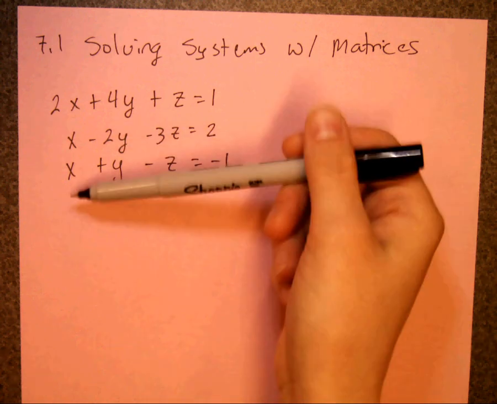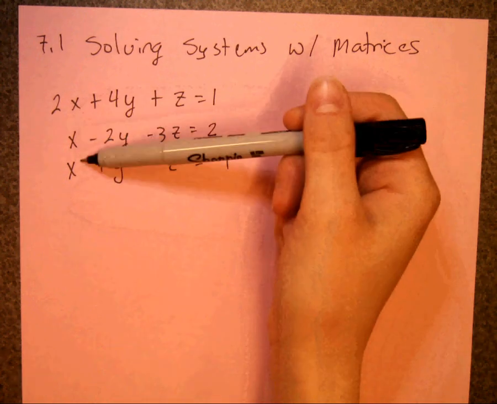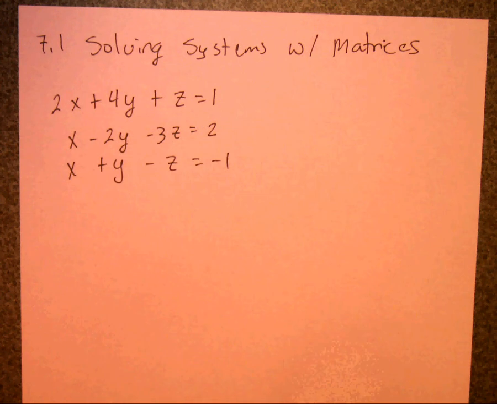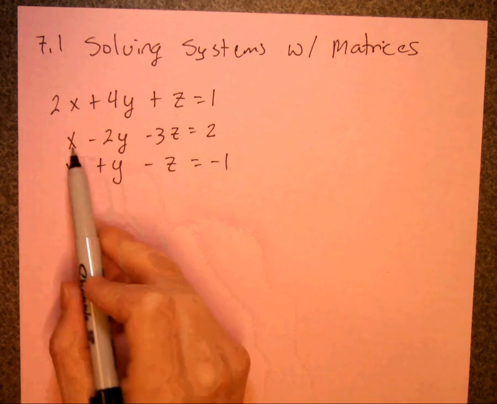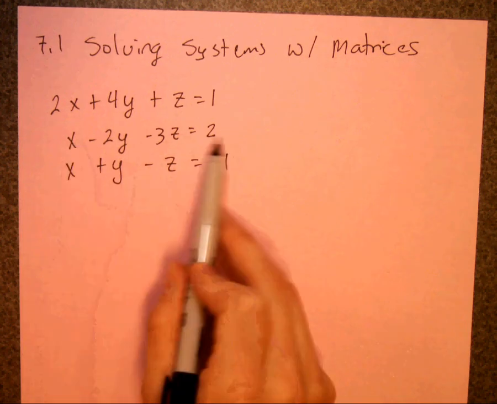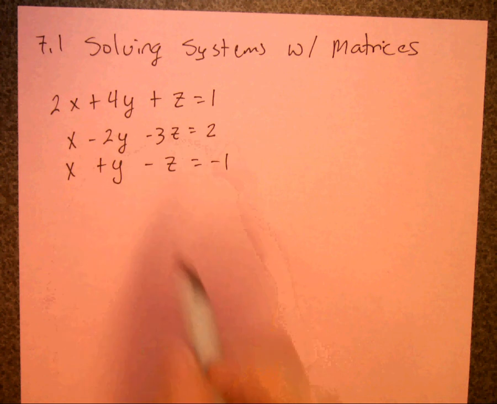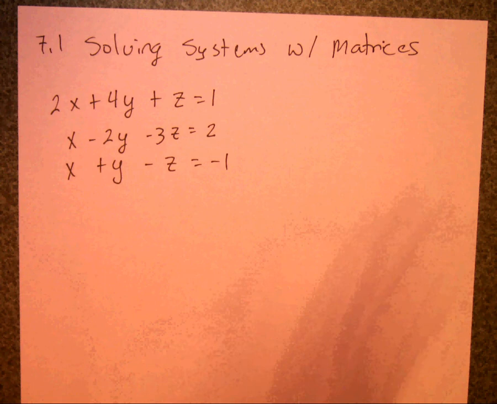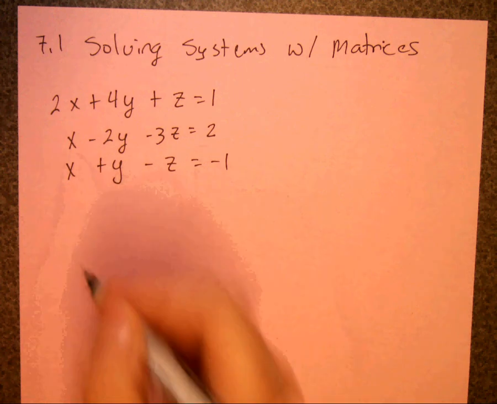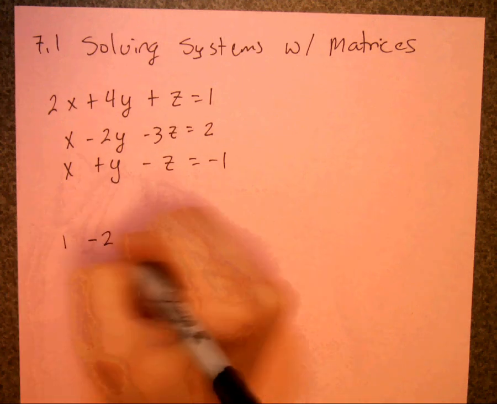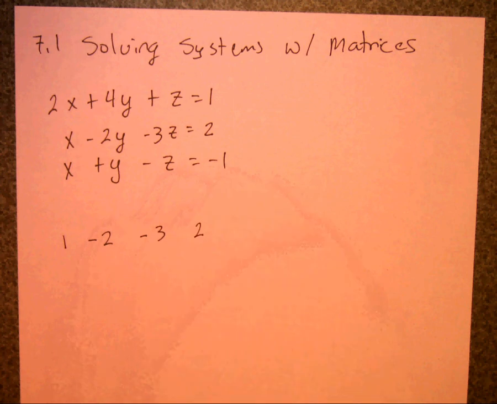If I have a front coefficient that's a 1, I can put that equation first and be done with my first step. So I'm going to pick this second equation right here to go first. Remember, when we're writing our matrix, it's just the coefficients that go in. So I'm going to write that equation first. I'll have 1, -2, -3, 2.